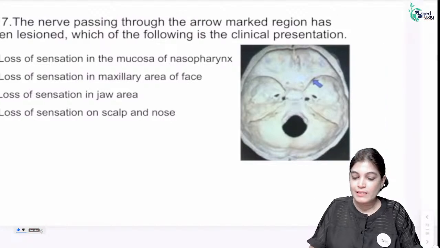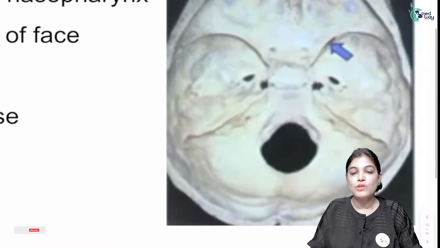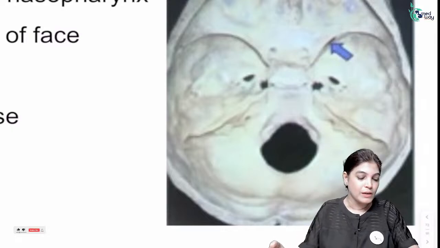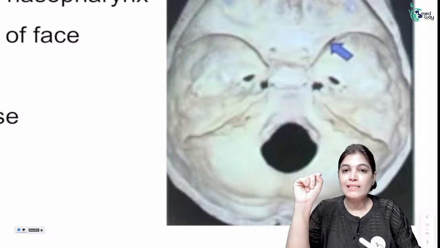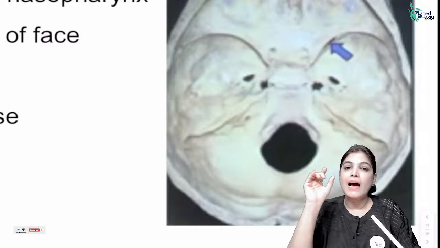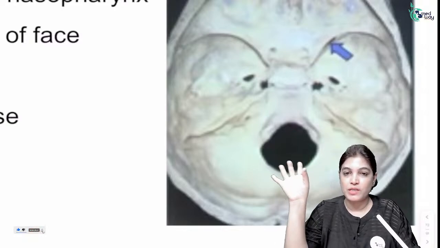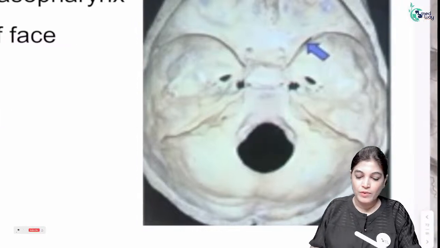So if you will see this image, you can just let me enlarge it. You can see just below the lesser wing of sphenoid, you can see the arrow has been marked and this arrow is in the superior orbital fissure. Okay, so we know that this is the superior orbital fissure and now we have to mark the right answer.